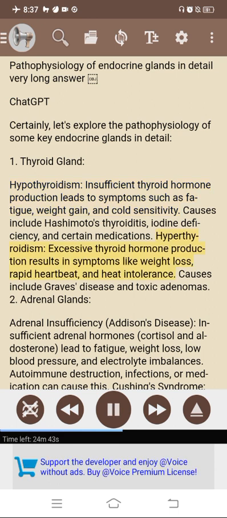Hyperthyroidism. Excessive thyroid hormone production results in symptoms like weight loss, rapid heartbeat, and heat intolerance. Causes include Graves' disease and toxic adenoma. 2. Adrenal glands. Adrenal insufficiency.